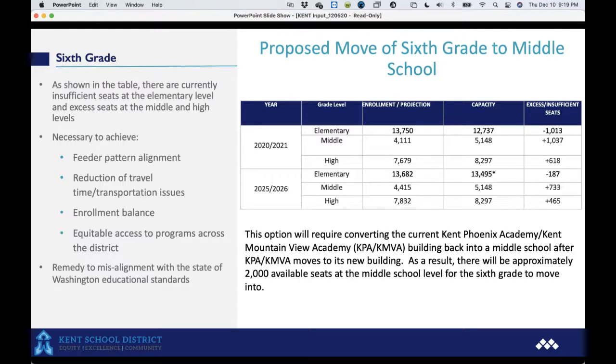Again, I know I sound like a broken record, but I just want to make sure that point is portrayed. Now, this option would require converting the current Kent Phoenix Academy, Kent Mountain View Academy back into a middle school after KPA, KMVA moves to their new building. As a result, there will be approximately 2,000 available seats at the middle school level for 6th grade to move into.